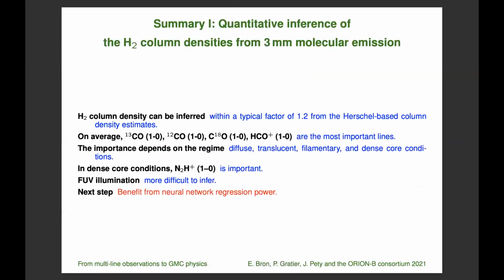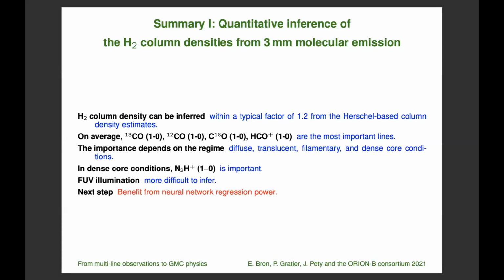So in summary of this first part, the column density can be inferred within a typical factor of 1.2 from the Herschel-based column density estimates. On average, the 4 most important lines are the CO isotopologues plus HCO+. But the importance depends on the regime, whether it's diffuse, translucent, or dense core conditions. And in dense core conditions, N2H+ is important.